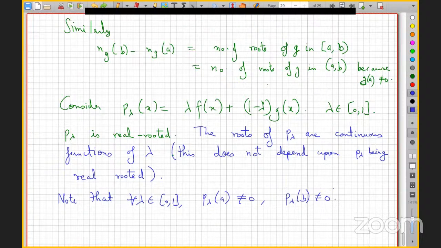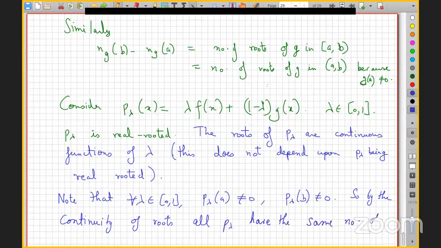Because if they happen to ever go outside, they will at some point have to become A or B. That they are not allowed to do. There will be a discontinuity. Yeah, they will have to jump. Yes, and that discontinuity is not allowed. So this means that all the P lambda, by the continuity of roots, have the same number of roots.